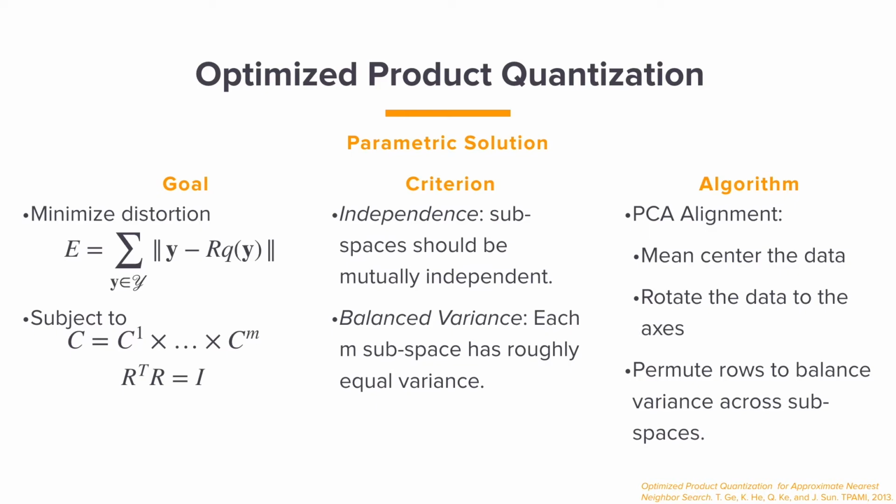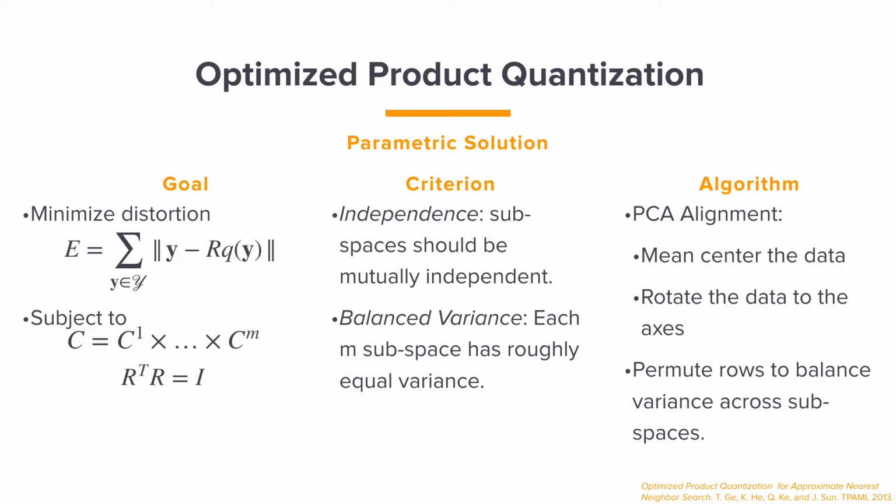What's great about that is they came up with two algorithms that could do that. One was a non-parametric technique that was computationally infeasible for large data sets, but they showed it did really, really well. The other was a parametric solution, which is pretty elegant. They just said, let's make these two things as true as possible. So let's look at the first one, independence. How do I make my subspaces mutually independent? Well, there's a really good known technique for that, where you do PCA alignment. You mean center the data, that gets us to zero mean, and then you rotate it to the axes. And for the second one, they permute the rows to balance the variance. So let's see how they do that. They essentially apply this technique to make these things true to solve the problem.